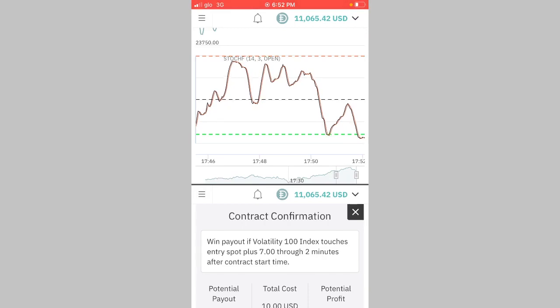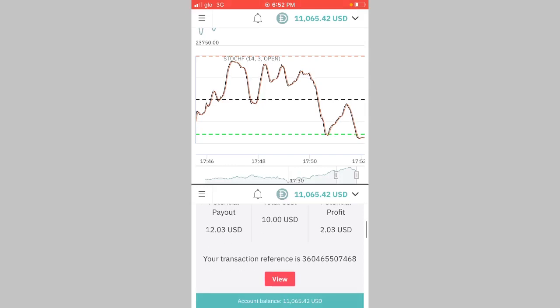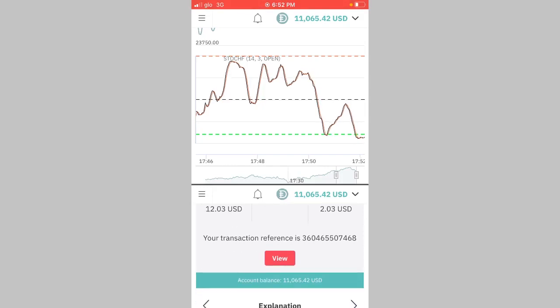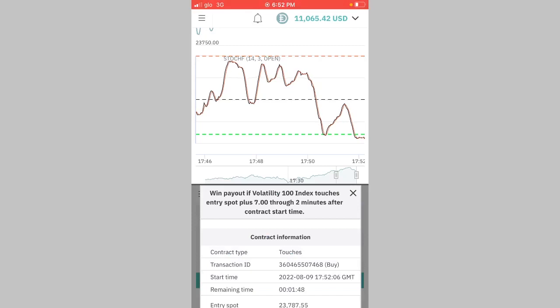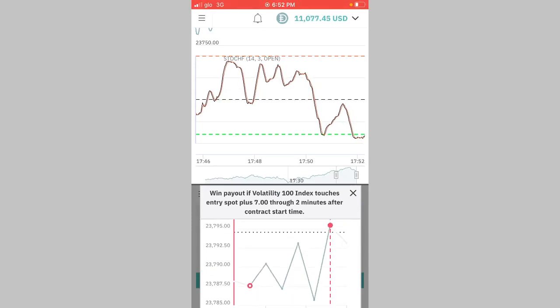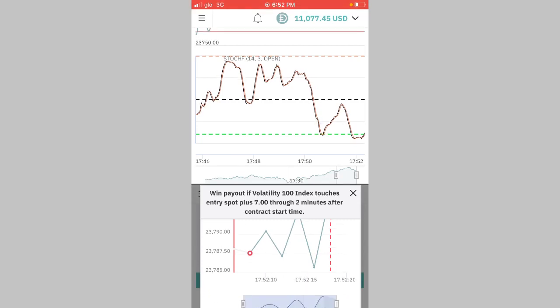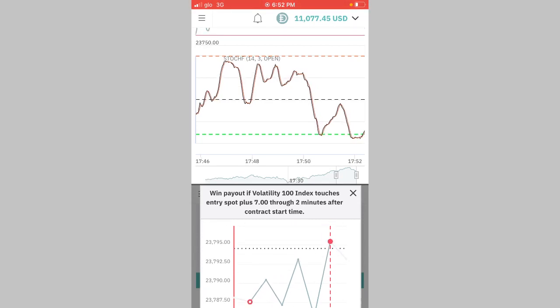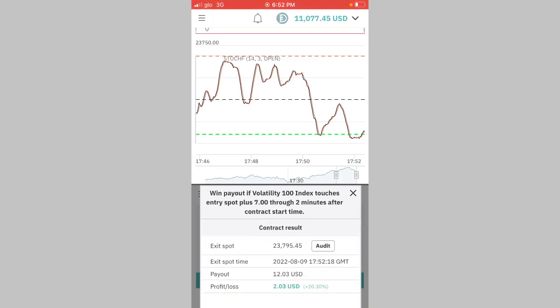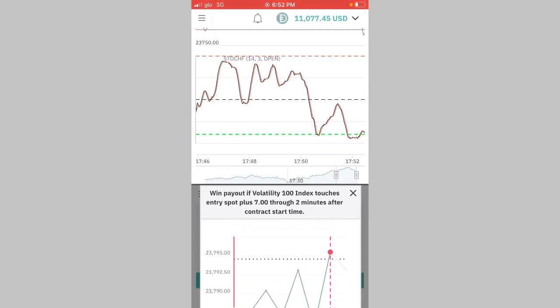So I purchased already. This is the last trade for today. I'll see how this goes. Oh wow, very awesome. You can see we haven't even opened the chart. It has already won for itself.